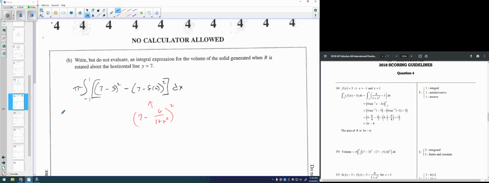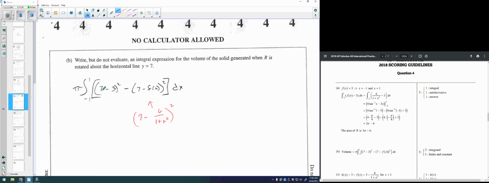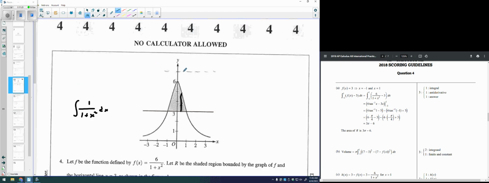Question B. This is my notes to myself. So, write but do not evaluate. So all I'm looking for now is an equation. So let's go back to here. We're revolving it around y equals 7. So this is going to revolve up, and so on. Okay. So my larger y value is the 3. So my integral goes from 7 minus 3. From 7 to 3 is the radius of my longer circle, or my larger circle. This distance is 7 minus 3. And you could put 4 there also.